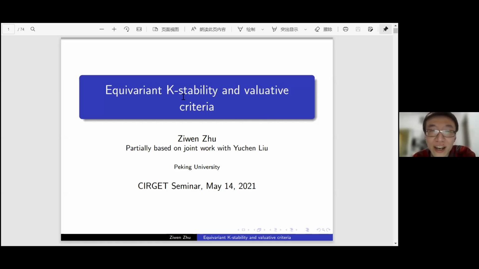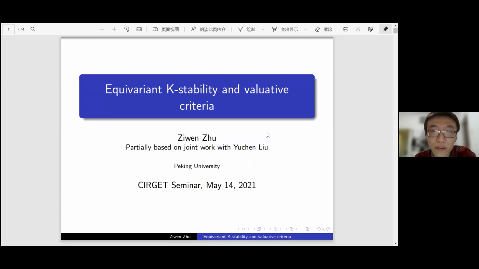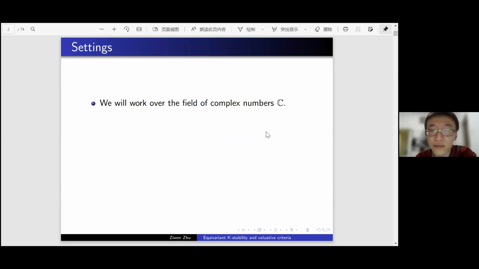So today I will talk about equivariant K-stability and the corresponding equivariant valuative criterion for K-stability. Before I start my talk, let me first talk about the settings throughout my talk. We will basically work over the field of complex numbers.